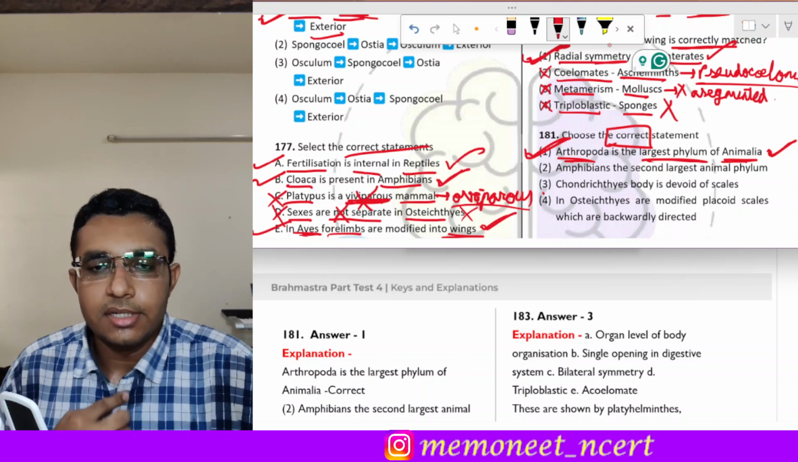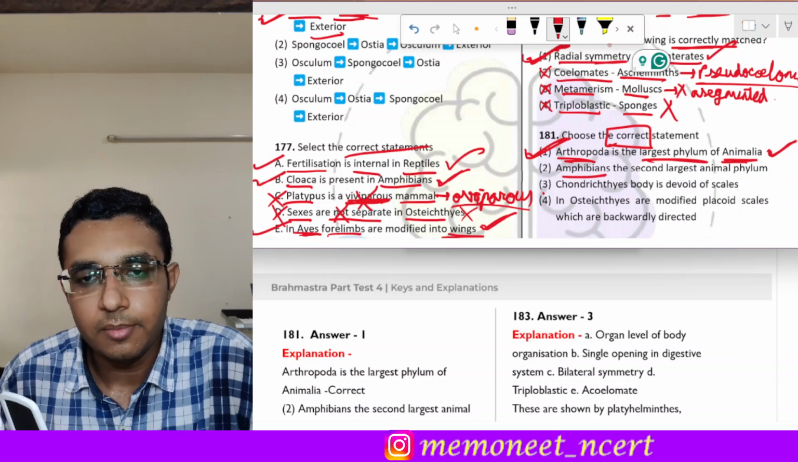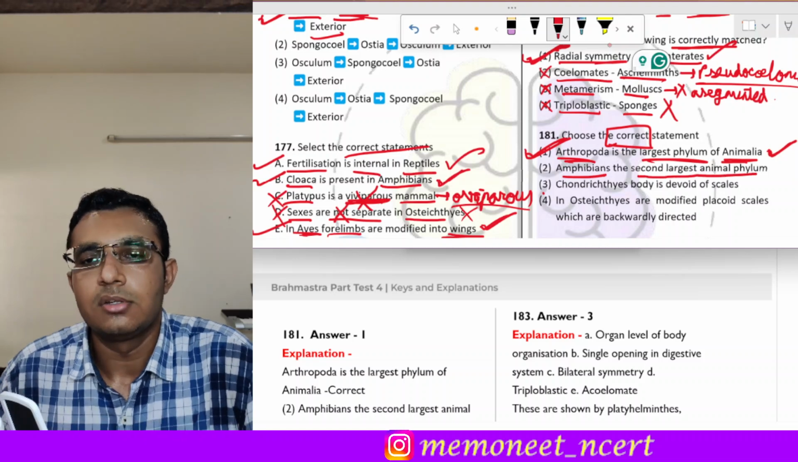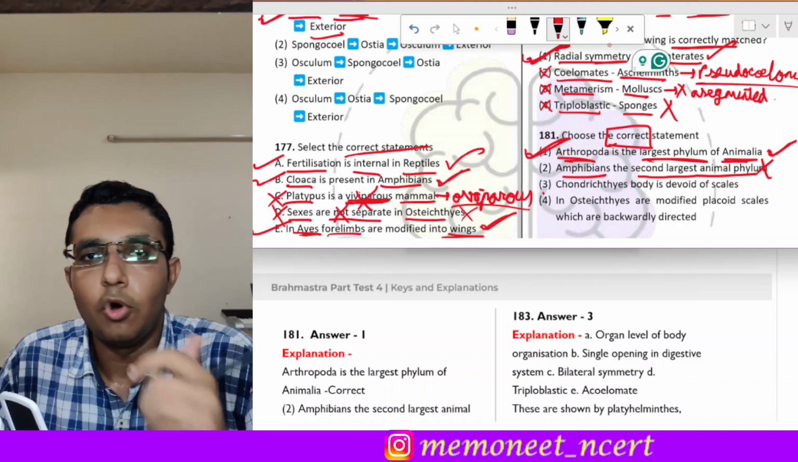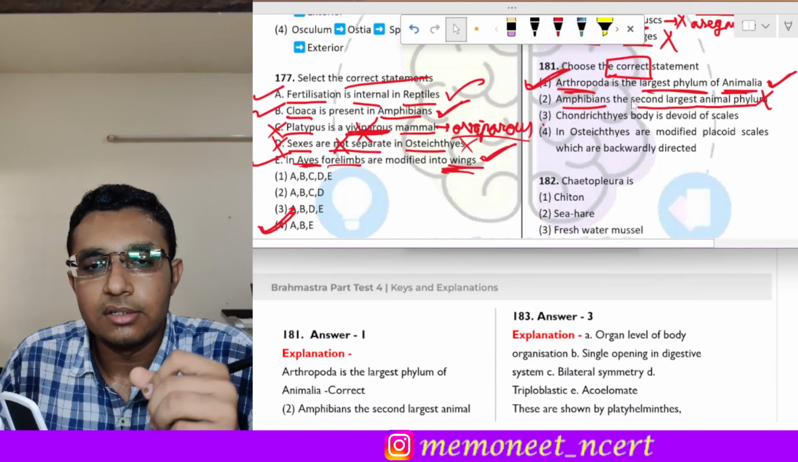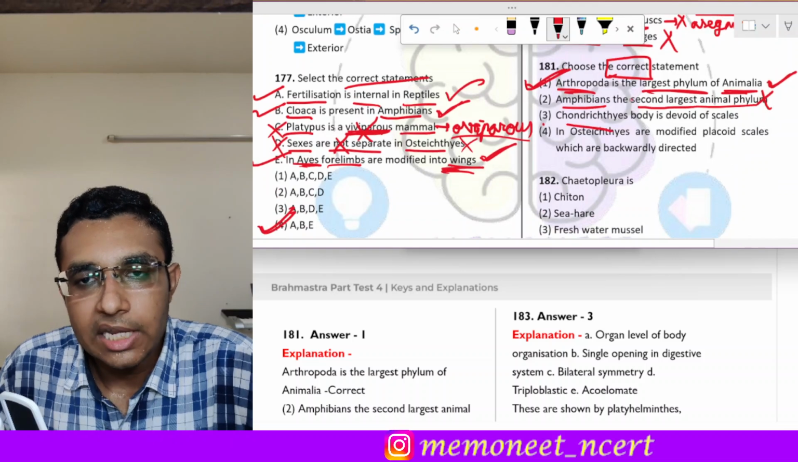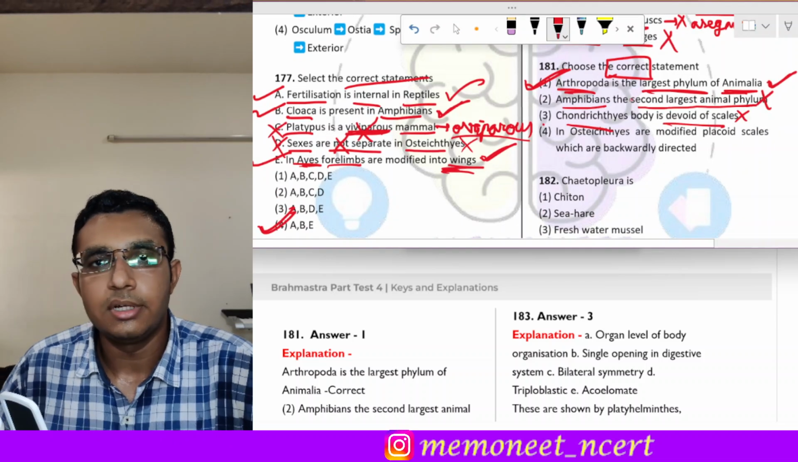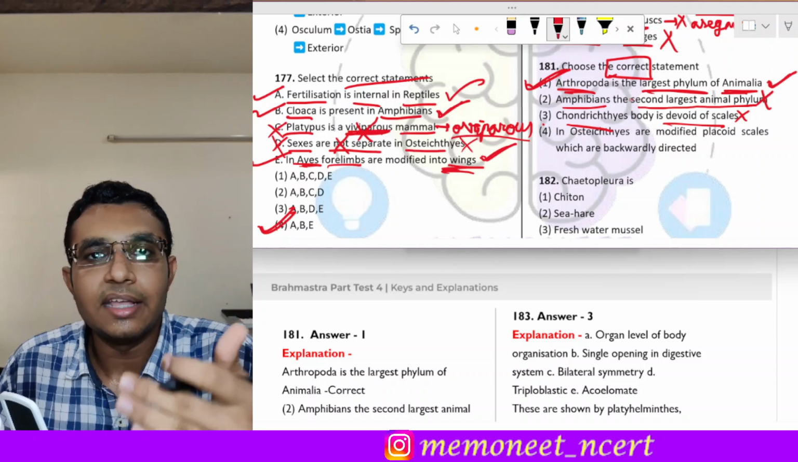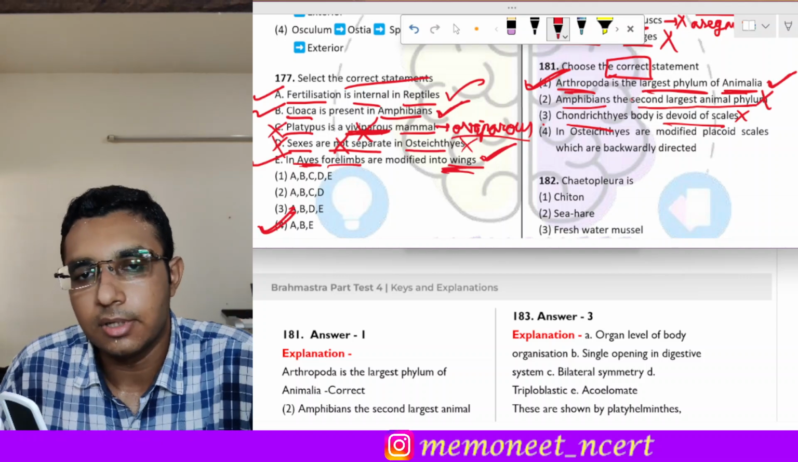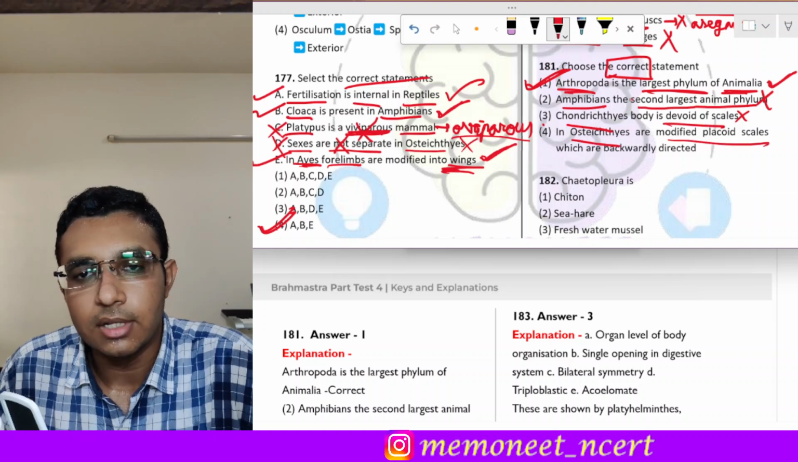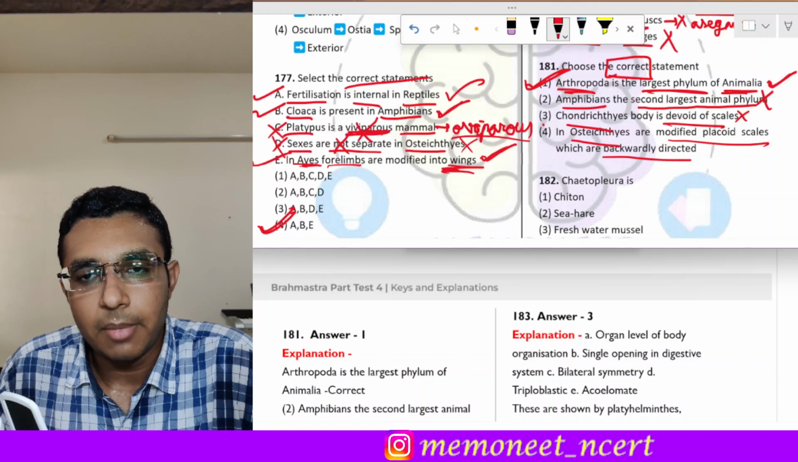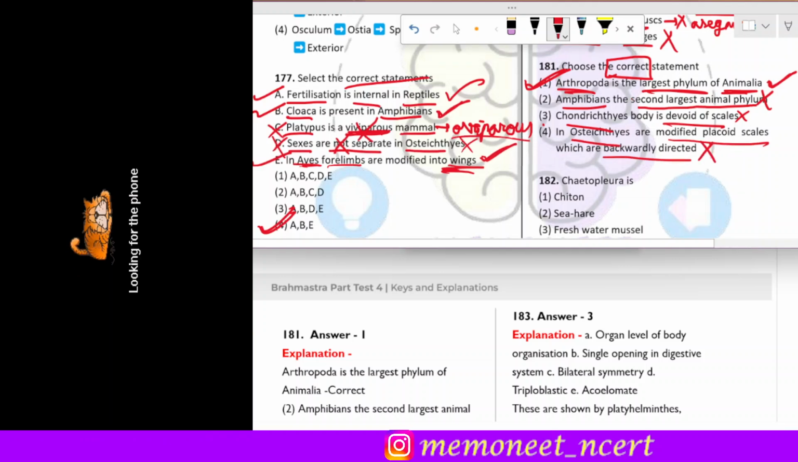Let us read the other three statements also. The second statement is amphibia is the second largest animal phylum. So no, this statement is incorrect. Why? Because the second largest animal phylum is the phylum Mollusca and not amphibia. The third statement is chondrichthyes body are devoid of scales. So no, this statement is also incorrect because the body of chondrichthyes contains the placoid scales. So third statement is incorrect. The fourth statement is in osteichthyes are modified placoid scales which are backwardly directed. Now these placoid scales are not the feature of osteichthyes but they are features of chondrichthyes.